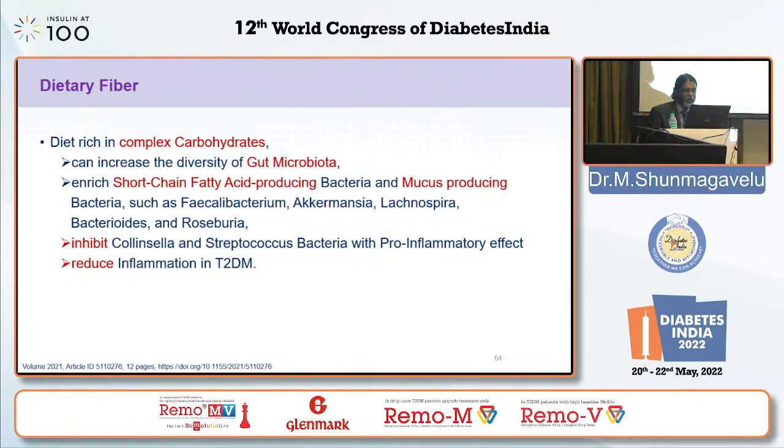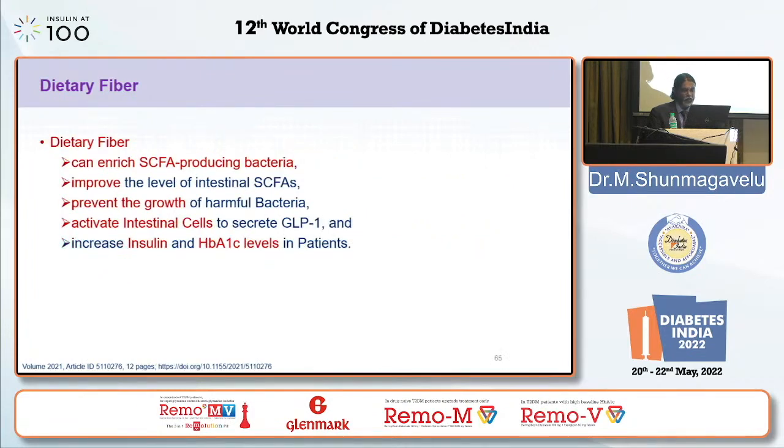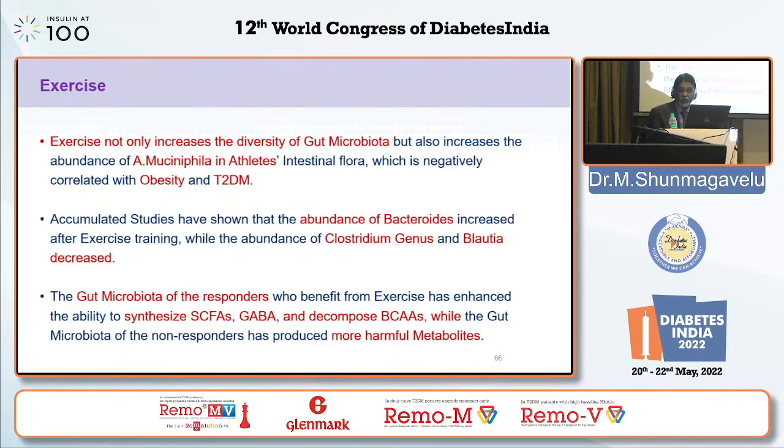The very important thing is they reduce inflammation, can increase the diversity of gut microbiota, enrich the short chain fatty acid producing bacteria and prevent the growth of harmful bacteria, and they improve insulin and A1C levels in patients with diabetes. Very important, exercise. The studies have shown the abundance of Bacteroides increased after exercise training, while the abundance of Clostridium genus and other microbes very much decreased.